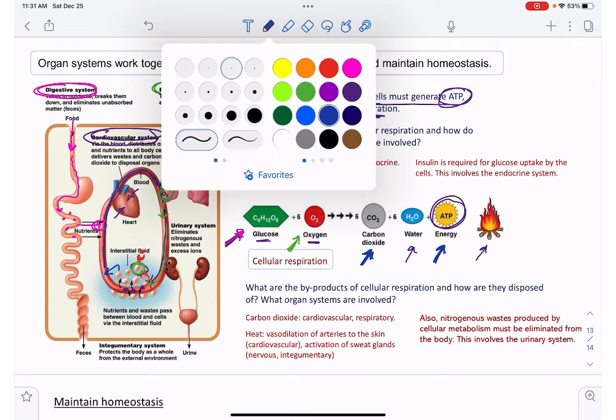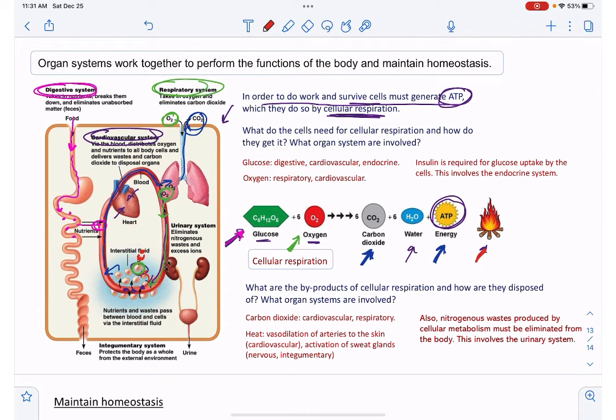What about heat? What if we need to maintain a certain body temperature, so what if too much heat is building up? Well, we're going to vasodilate the arteries. We're going to activate sweat glands. And so the vasodilation of the arteries involves nervous system control of the blood vessels of the cardiovascular system. Activation of sweat glands includes nervous system control of the integumentary system.